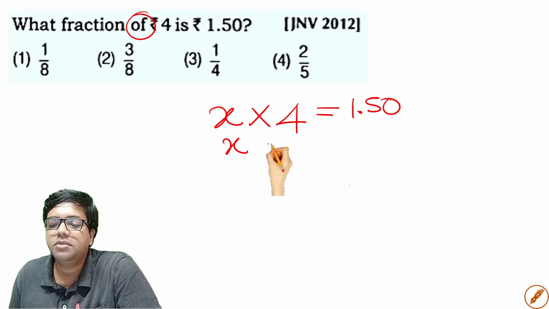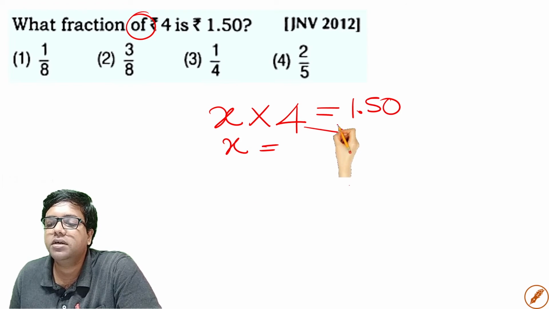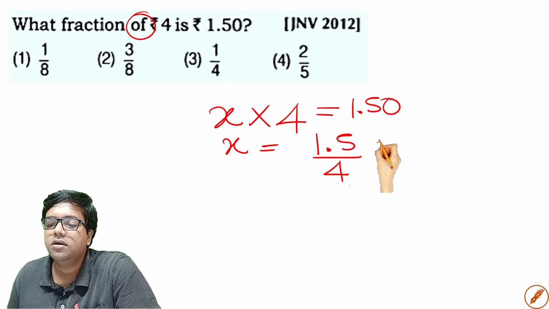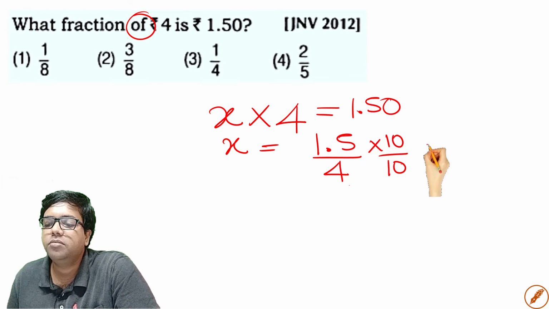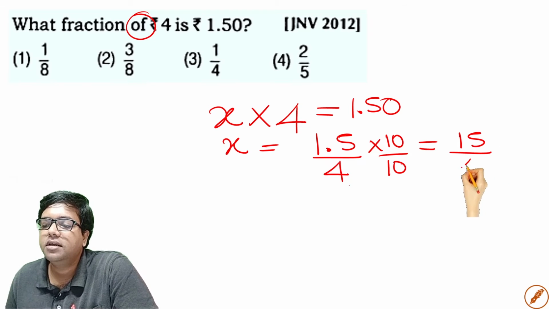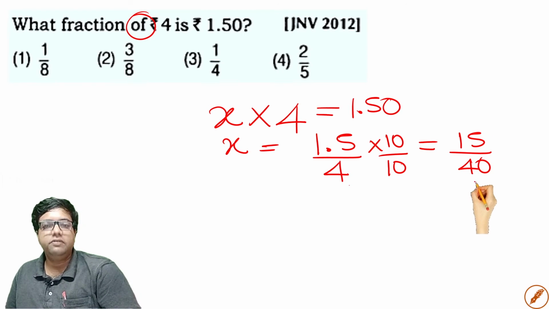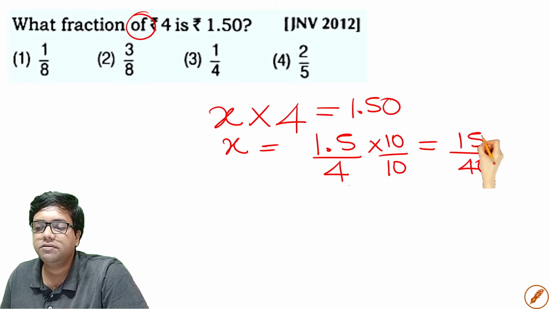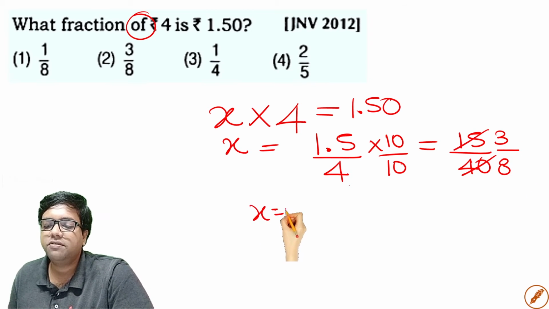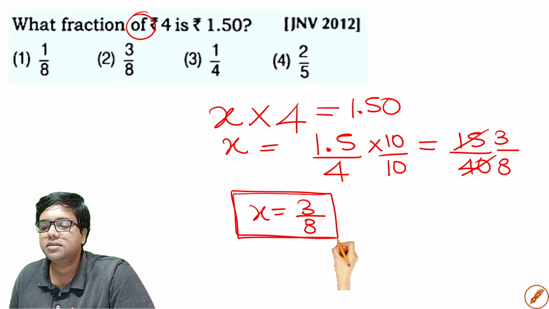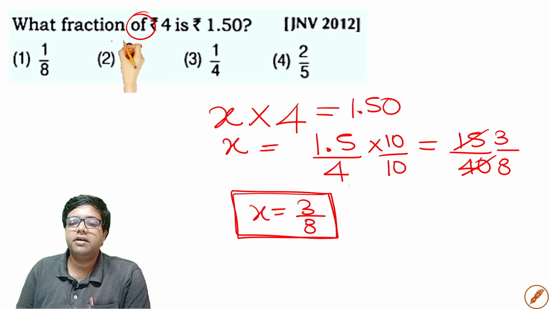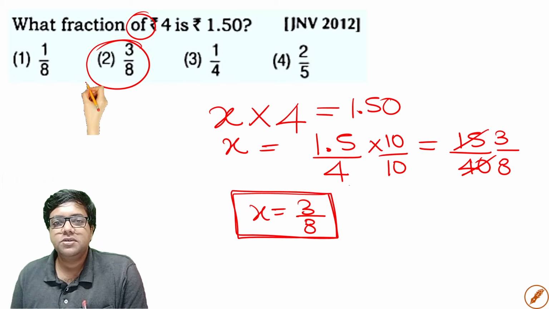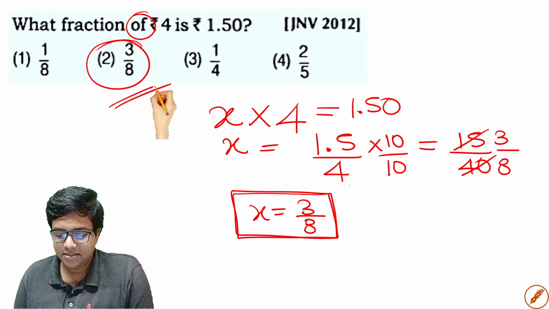So I will keep the fraction here, cross multiplication, that will give me 1.5 by 4. To take away the decimals, multiply 10 in the numerator and denominator. So you get 15 by 40, which will be 5 3s are 15, 5 8s are 40. So the fraction x is equal to 3 by 8. The required fraction is available in option number 2. So therefore, option 2 is the right answer.